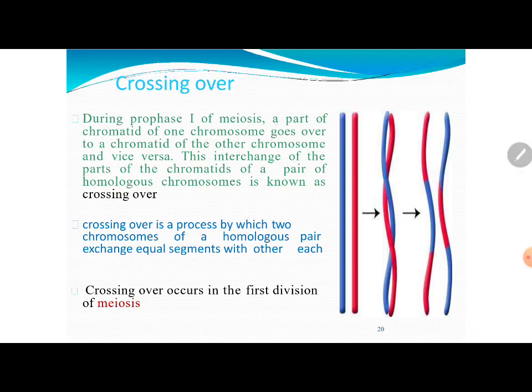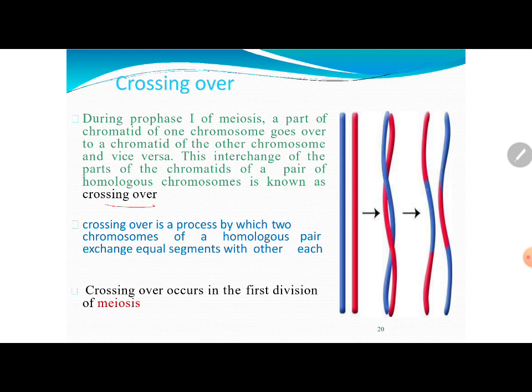During prophase 1 of meiosis, a part of the chromatid of one chromosome goes over to the chromatid of the other chromosome and vice versa. The main thing is that these thread-like structures coil, and the part that is red goes to blue, and the part that is blue comes to red. Crossing over happens, an exchange of material. So this interchange of parts of chromatids of a pair of homologous chromosomes is known as crossing over. Crossing over is a process by which two chromosomes of a homologous pair exchange equal segments with each other.